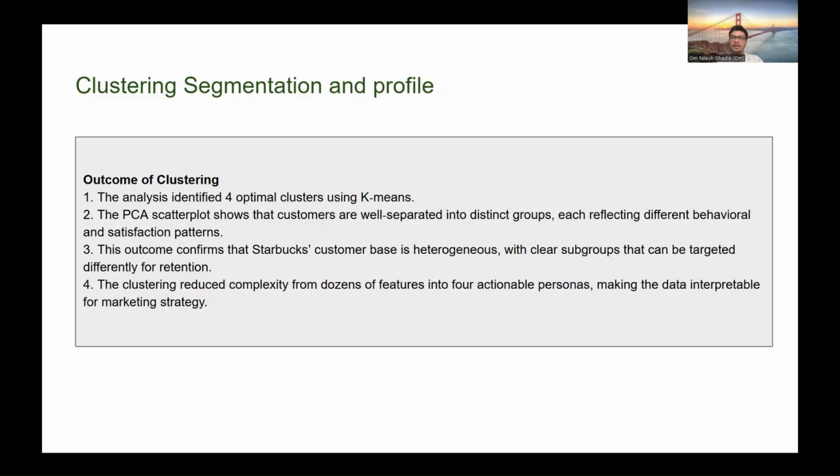So from this outcome, we can conclude that the Starbucks customer base is heterogeneous with clear subgroups that can be targeted differently for retention. The clustering reduced the complexity from dozens of features into 4 actionable personas, making the data more interpretable for marketing strategy. Moving on to the next slide.